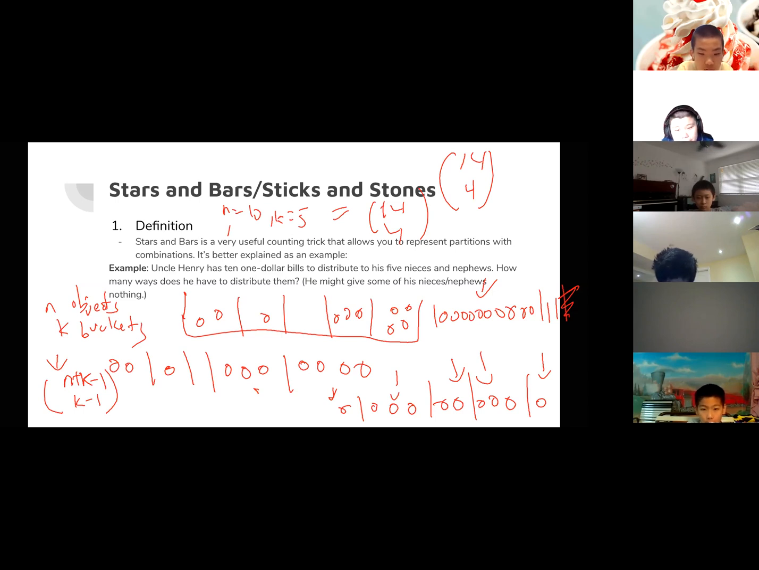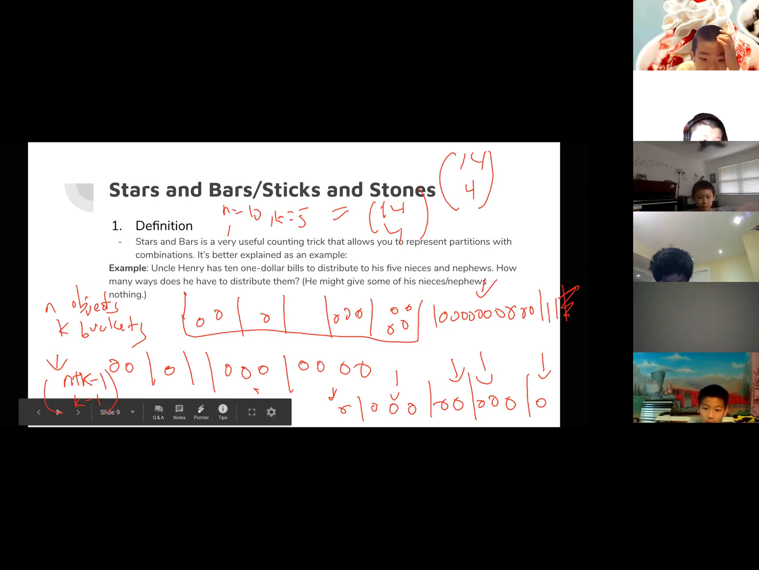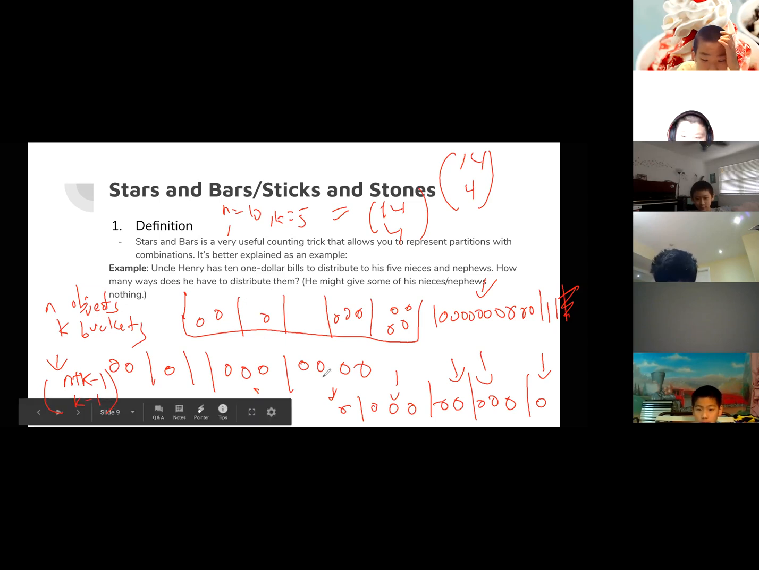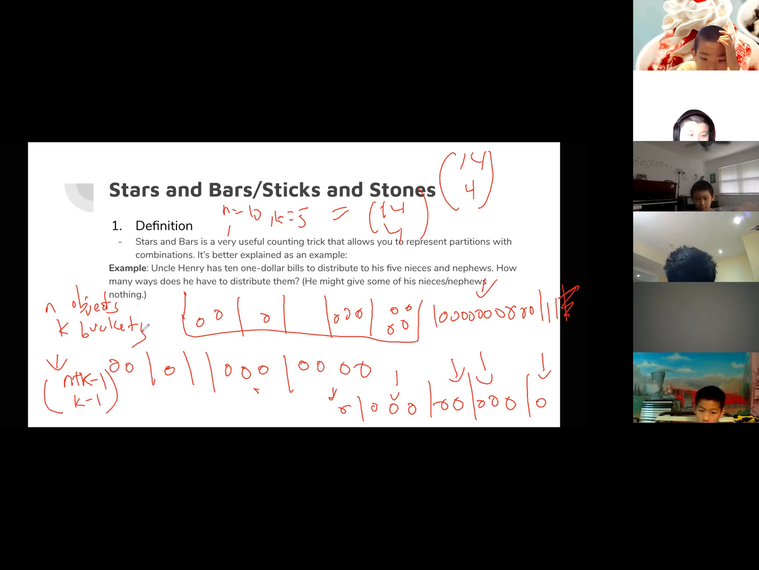And this only works if people could have just one of them. Okay, so let's pretend that instead of having 5 nieces and nephews, you have 5 buckets as shown here. And you can represent these as stars and bars. That's where the name comes from.